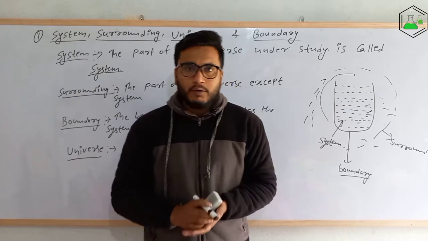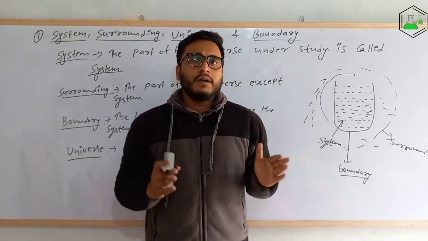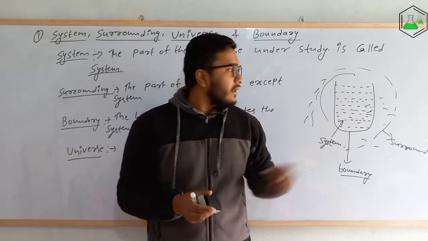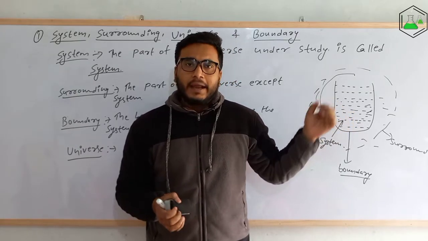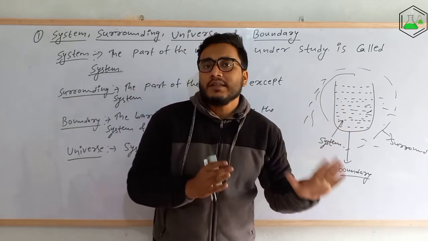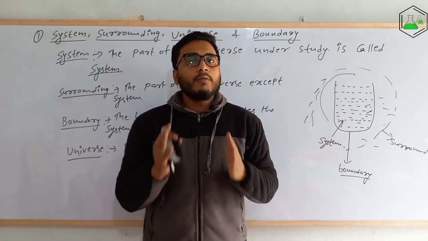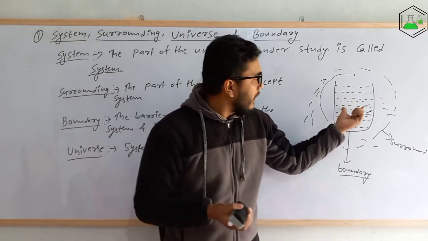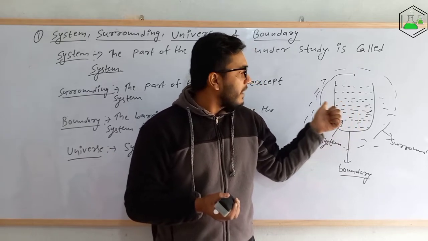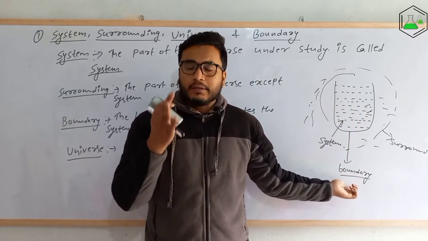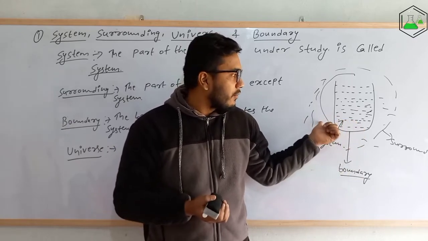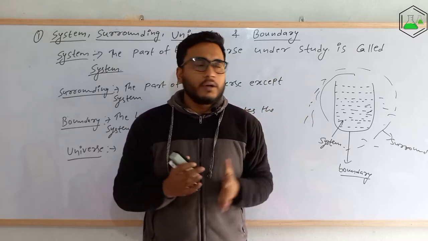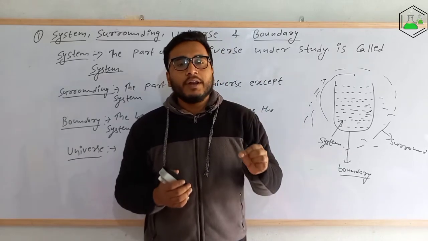So, let me explain one more time. The system is the part of the universe that is under study. Any change of variable, that is pressure, temperature, volume, is taken in system. That happens in system only. And the part of the universe except the system is called surrounding. The boundary that separates may be an imaginary boundary or imaginary line. It is the barrier which separates system and surrounding. And the universe is the combination of system and surrounding. So, I hope you understood about system, surrounding, boundary and universe.